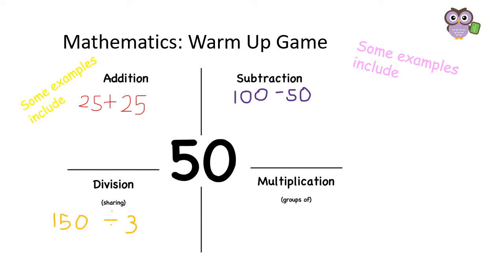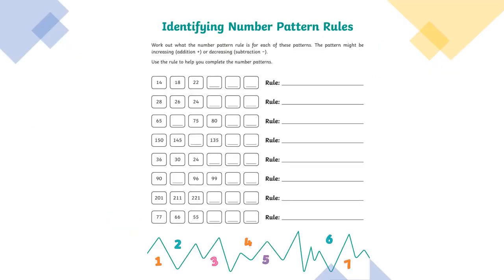In my division, which is my sharing, I know that if I've got 150 and I share it in 3 groups, I've got 50 in each. And remember, if you know the little, you know the big as well. And in my multiplication, I looked back at my addition and I said, if 25 plus 25 is 50, then I know that 2 times 25, or 2 groups of 25, will also give me 50.